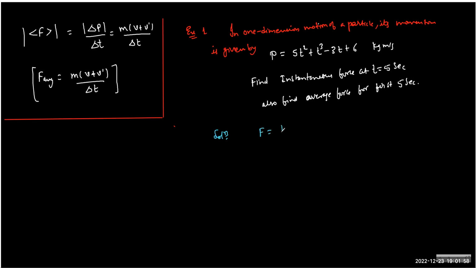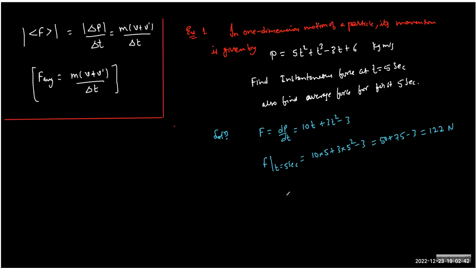So for the instantaneous force we have to do dp by dt, right? So once you differentiate, what you get? 10t plus 3t square minus 3, right? So at t equals 5, the answer is 10 into 5, so 50 plus 75 minus 3, which is 122. You got the same answer, no?